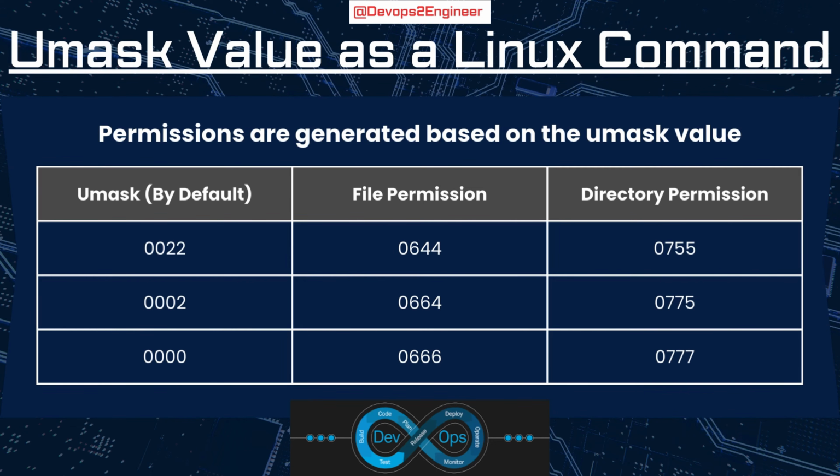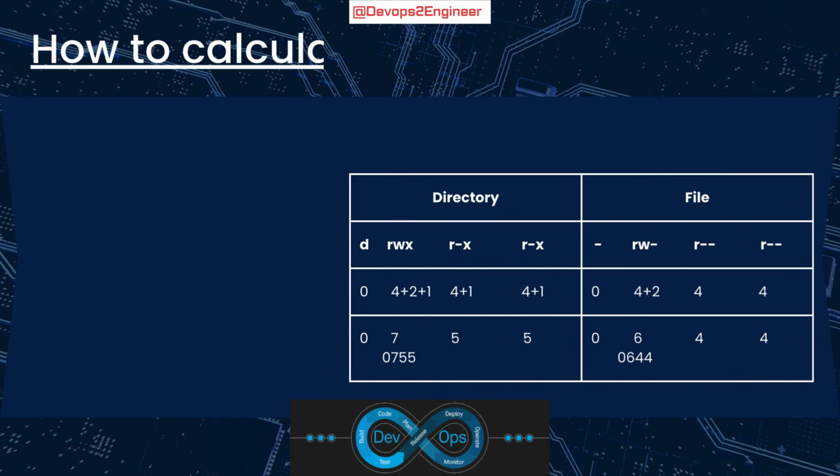Umask values as a Linux command. Permissions are generated based on umask values. So umask value 022 states that only the owners have full permission over it. For files, it will be 644, and for directories, it will be 755. Umask value 002 states that owners and group owners have full permission over the file or directory. 0000 means that everyone has full access to the file.